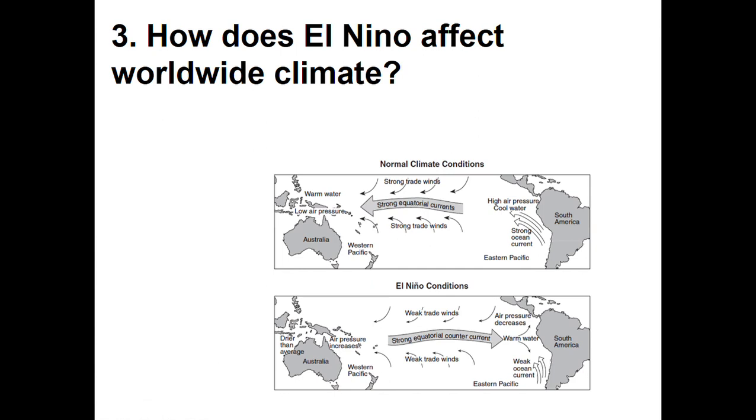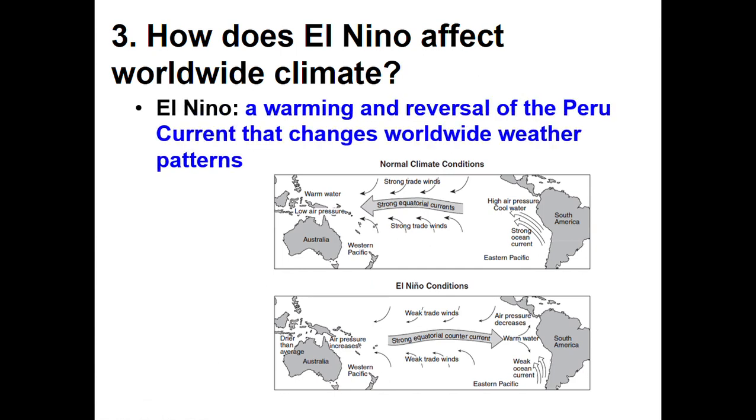Places that might normally be dry end up being stormy and wet. Places that might normally be wetter end up being dry, and it creates all kinds of issues, all right? So if you ever hear the term El Nino, it's referring to a climactic shift in the weather patterns, okay? It says a warming and reversal of the Peru current that changes worldwide weather patterns. Usually when they ask a question about El Nino, they'll give a reading passage or something to help you along the way, or a diagram, much like the diagram you're seeing here.